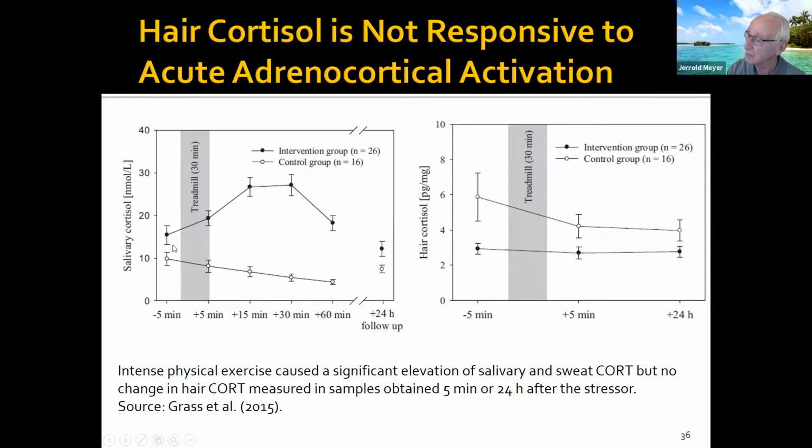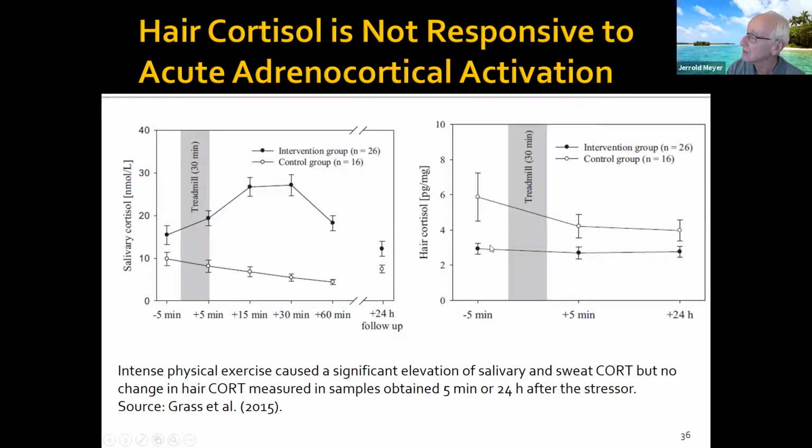So here's baseline before. For some reason, the treadmill group, this is the intervention, the treadmill group, started out with a higher baseline than the non-treadmill group. Don't know why, just random variation. But you can see a nice salivary cortisol response. Physical exercise acts as a kind of stressor. So you do get a cortisol response to physical exercise. No change here. But now look at the hair cortisol in the two groups.